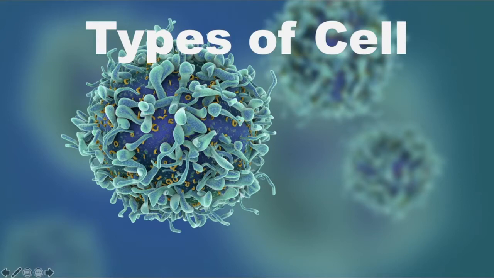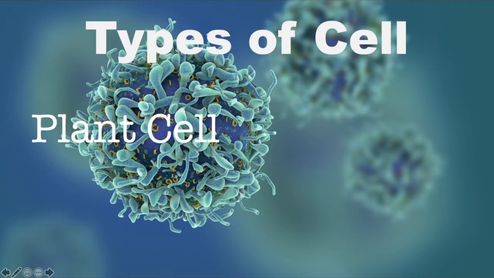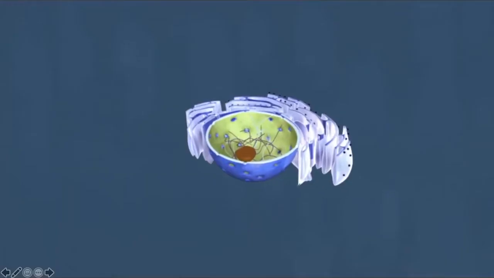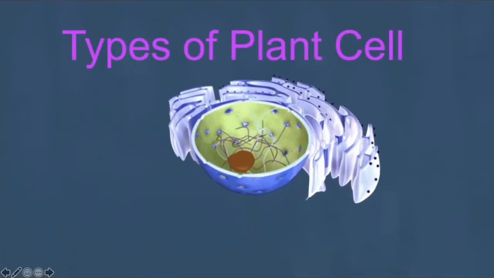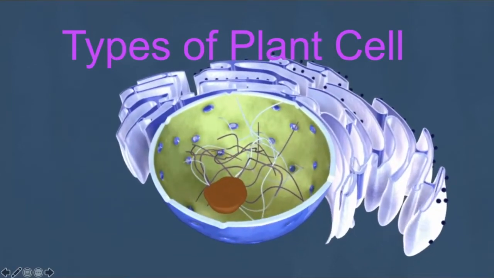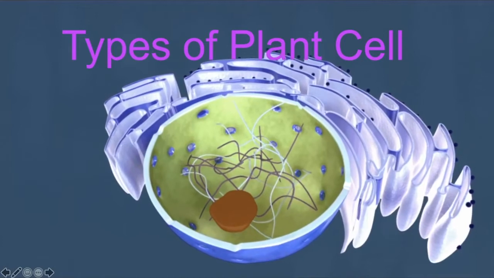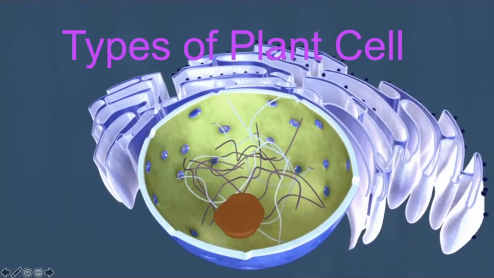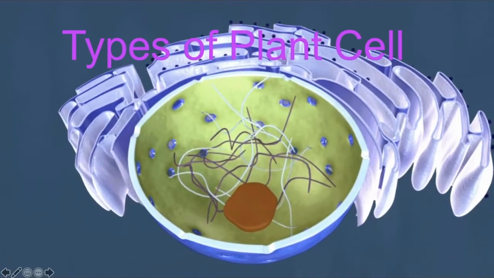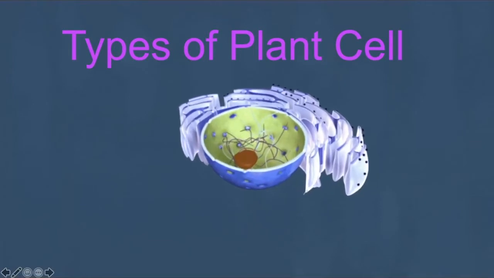What are the different types of cell? We have plant cell and animal cell. Plant cells are multicellular eukaryotic cells that make up a plant. Being eukaryotic cells, they have a defined nucleus with specialized structures, organelles, that enable it to function in an orderly manner.